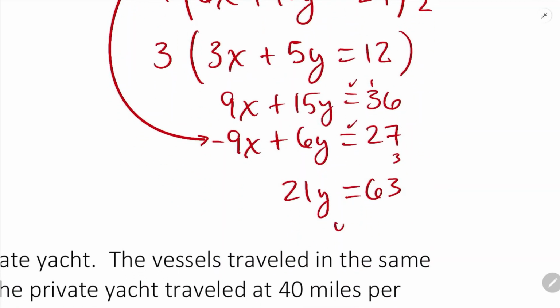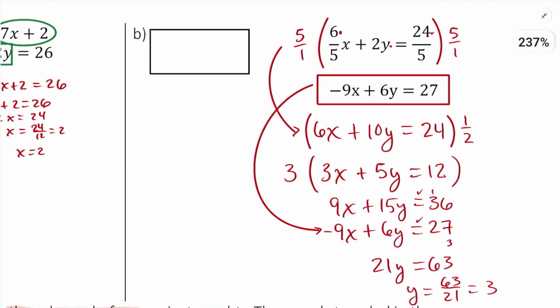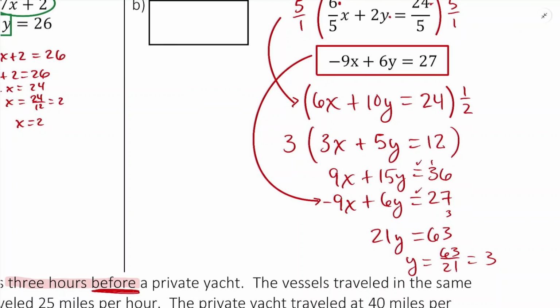And then y would be 63 divided by 21. And that does go in 3 times. So y is 3. Well, that's a lot. Now that I know that y is 3, I need to figure out what x is. And it doesn't matter which equation I use. I'm going to use this second equation to figure out what x is, just because it doesn't have fractions.